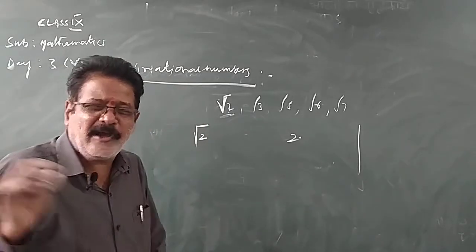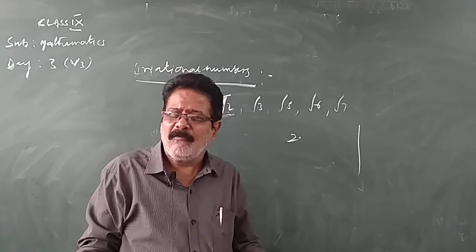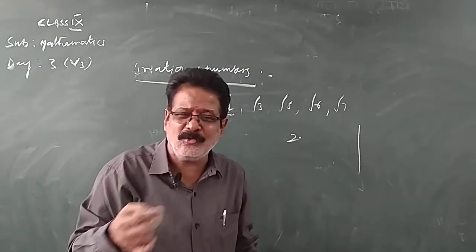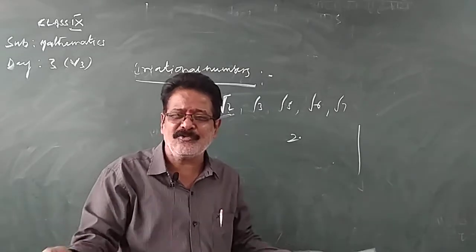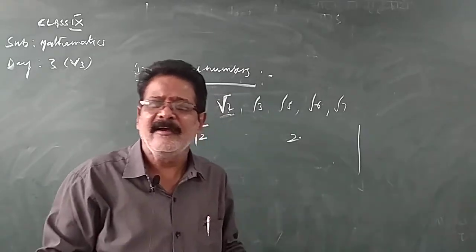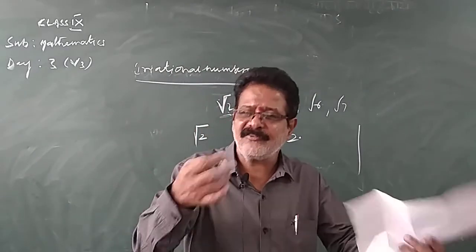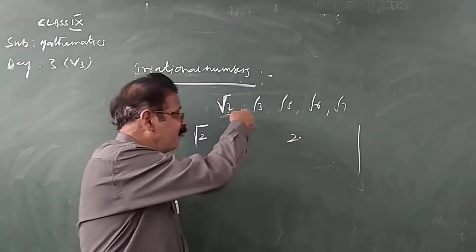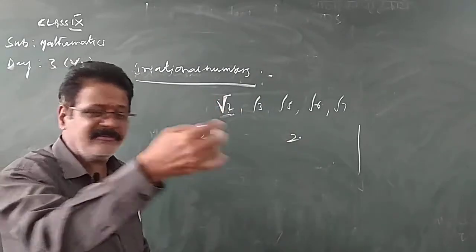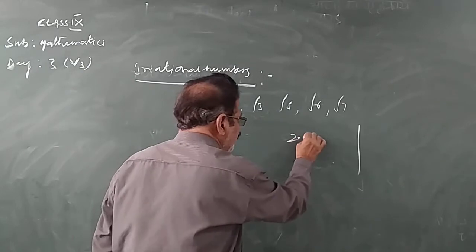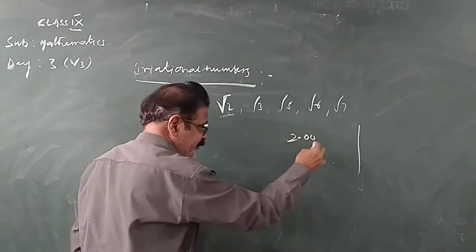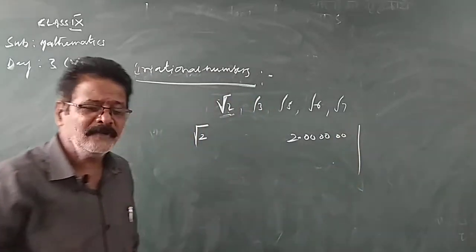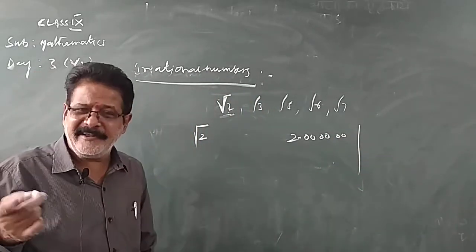What is a square root? What is the square of a number? If any number is multiplied by itself, that is its square: 2 square is 2 into 2, 3 square is 3 into 3, 5 square is 5 into 5, 7 square is 7 into 7. To find the square root of 2 up to 3 decimals, we keep 3 times 2, that is 6 zeros after the decimal.